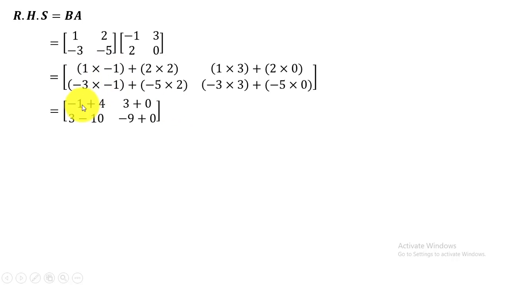1 times of negative 1 that is equal to negative 1 plus 2 times of 2 that is equal to 4. 1 times of 3 that is equal to 3 plus 2 times of 0 that is equal to 0. Negative 3 times of negative 1 that is equal to 3 plus negative 5 times of 2 that is equal to negative 10. Negative 3 times of 3 that is equal to negative 9 plus negative 5 times of 0 that is equal to 0.